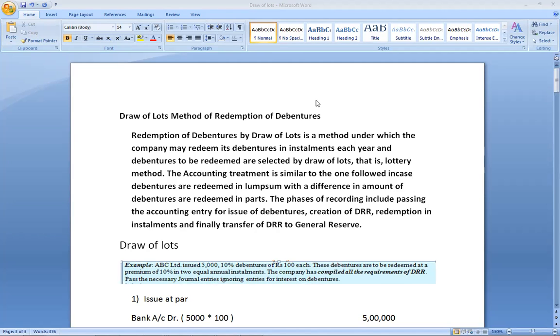And after that, we have to make the creation of DRR, only one entry. After the issue entry, we will pass the creation of DRR if it is out of profits. Next is redemption in installments. For that, we will pass the entry for investment, debenture redemption investment.